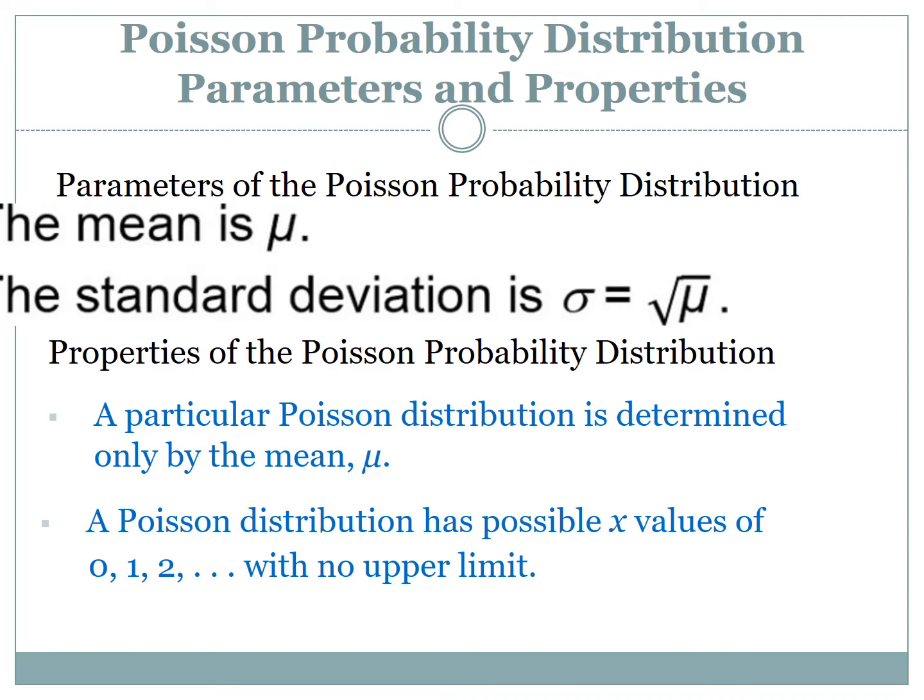Another thing you need to know about the distribution is that it has possible values of 0, 1, 2, 3, and so on. There's no upper limit. In other words, it's infinite. But the point here is to remember that it could be 0. It doesn't have to be just 1, 2, 3, 4. It could also be 0.